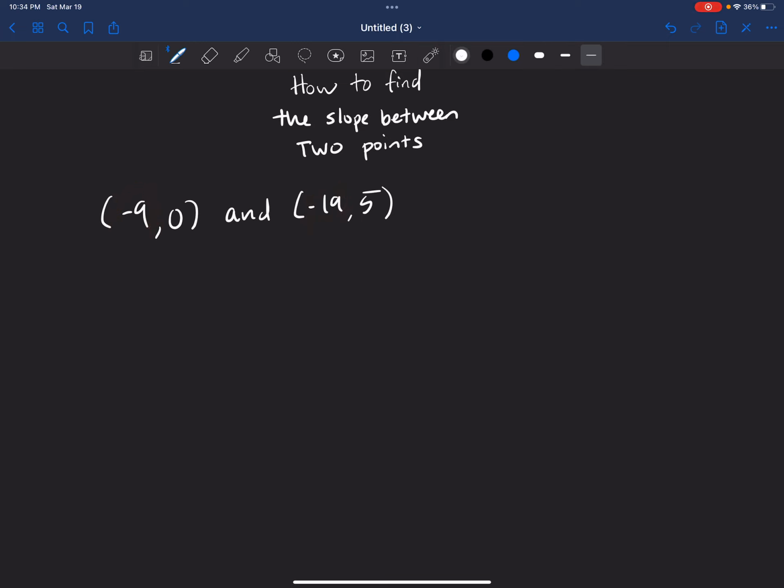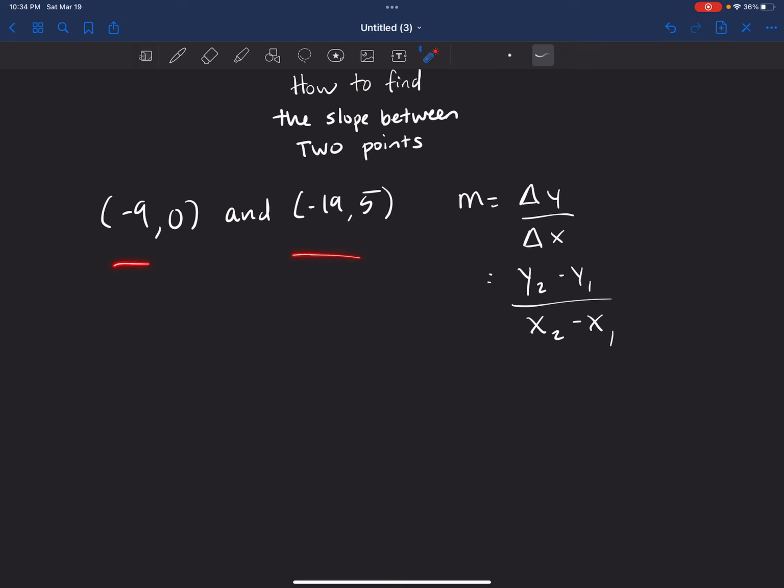In other words, we're trying to figure out m is equal to the change in y over the change in x, and we can rewrite this as y2 minus y1 over x2 minus x1. This will help us find the slope between these 2 points. So we know that this is point 1 and this is point 2.